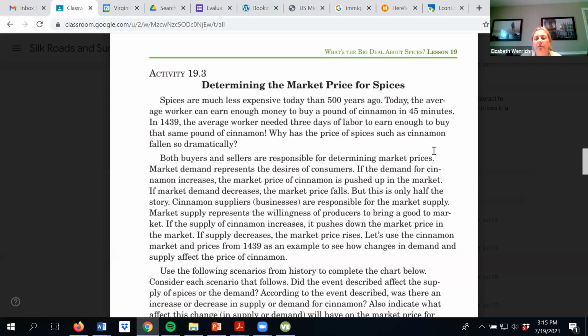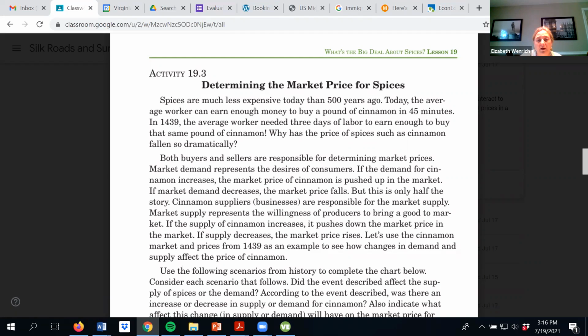Both buyers and sellers are responsible for determining market prices. Market demand represents the desires of consumers. If the demand for cinnamon increases, the market price of cinnamon is pushed up in the market. If the market demand decreases, the market price falls. But this is only half of the story. Cinnamon suppliers, or businesses, are responsible for the market supply. Market supply represents the willingness of producers to bring a good to market. If the supply of cinnamon increases, it pushes down the market price in the market. If the supply decreases, the market price rises.